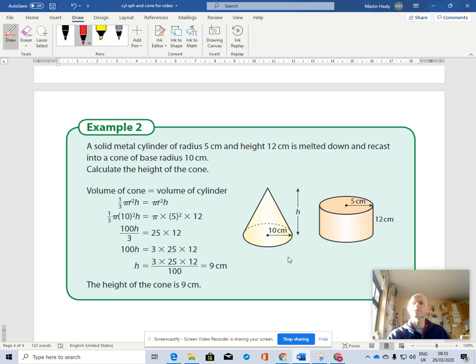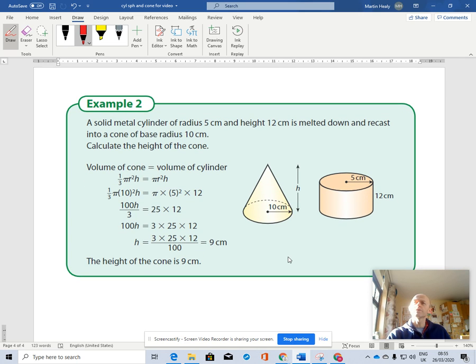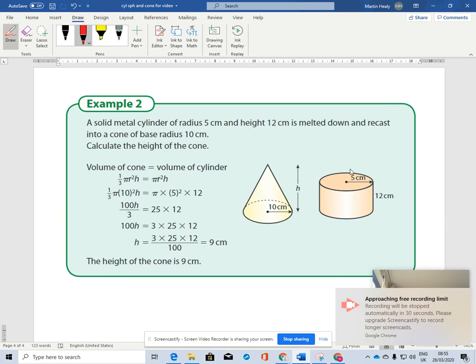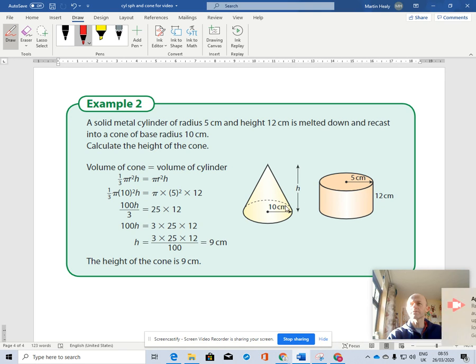Now, a fancier question here maybe. How do you cope with these ones? Well, we have a metal cylinder, radius 5, height 12, not drawn very well to scale. But anyway, that means we can actually go and find the volume of this thing here. And the cone is, we're just told, radius 10, height h. So we're told it's melted down. Let the volumes of the two of them equal each other. Fill in everything you have. End up with the equation there. And you end up with a height of 9.